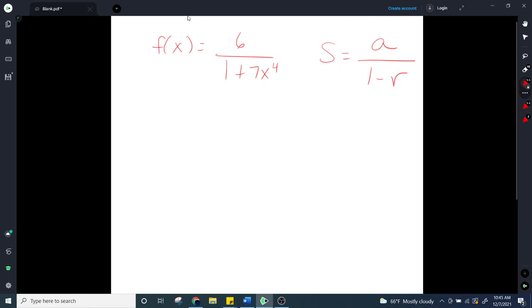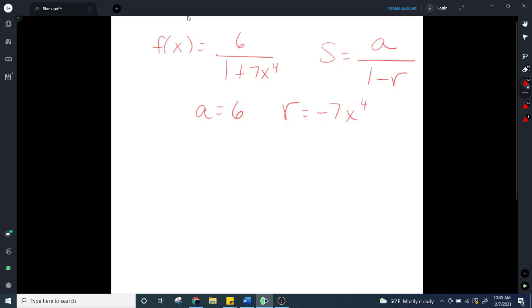6 is going to be my a term, and then r is the term in the lower left corner, but there's a minus sign here. So let me write this out. So a is going to be 6. And then r, because there's a minus sign in the formula, but it's plus here, this is going to be negative 7x to the 4th.